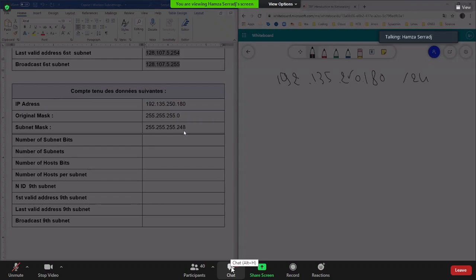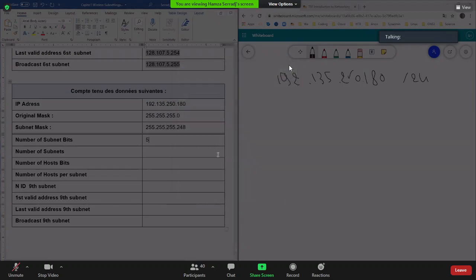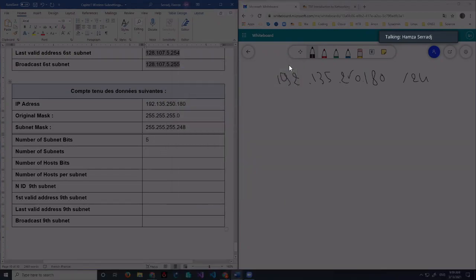Come on, people. How many bits did I push here? Good, Mitwa. The bits that I pushed from this subnet mask to this subnet mask, from the host to the network, are 5. Good. Okay, so I have 5 bits. 2 to the power 5 is 32. So I have 32 subnets. Since I had here 24 and I pushed 5, I will end up with /29, 24 plus 5.